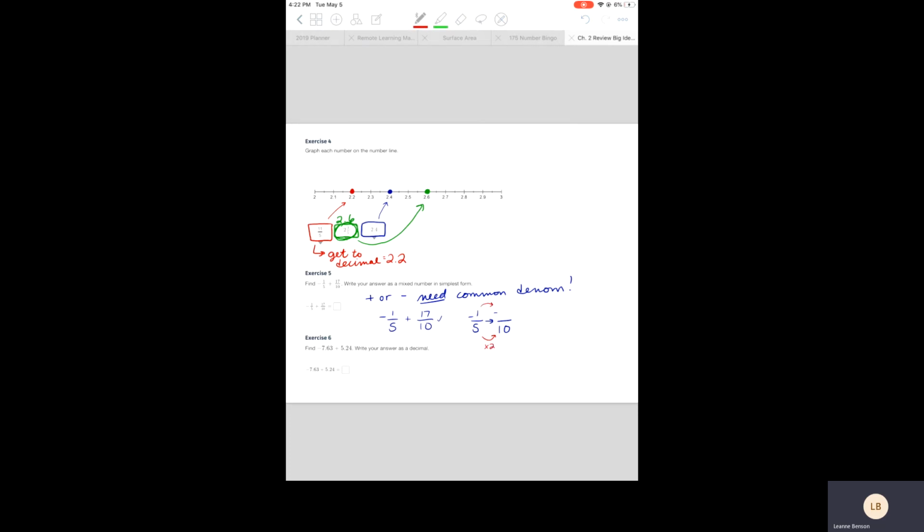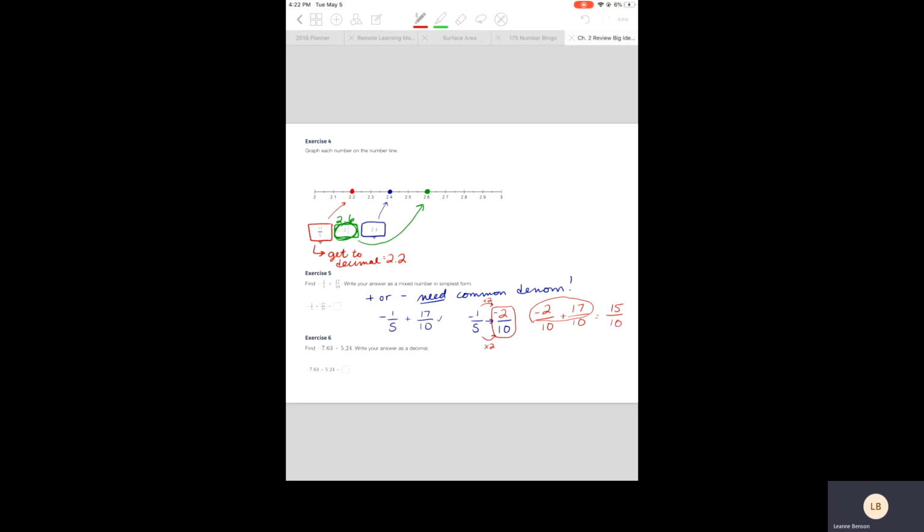So I'm multiplying the entire fraction by 2 over 2, giving me negative 2 over 10 here. Okay, so this value became negative 2 over 10 plus my original 17 over 10. Once you have it in common denominators, you would just add those top values together. Don't forget when you have integers, you have to be careful with the positives and negatives. Negative 2 plus 17 would give me 15 over 10.